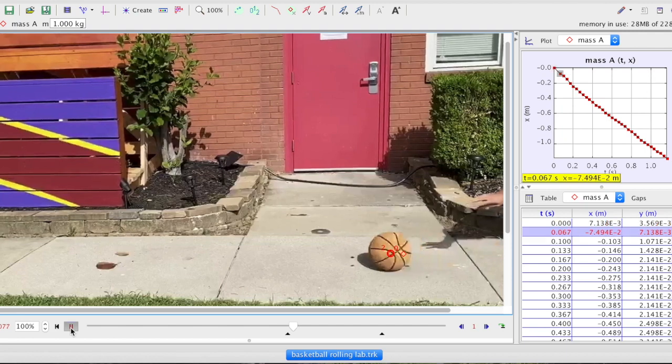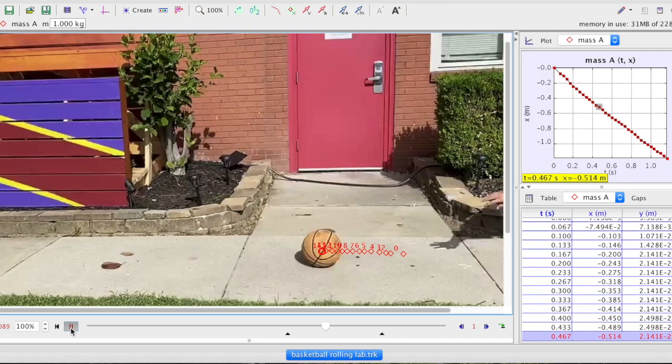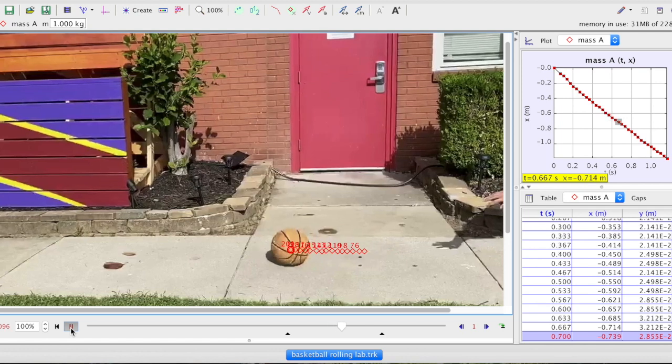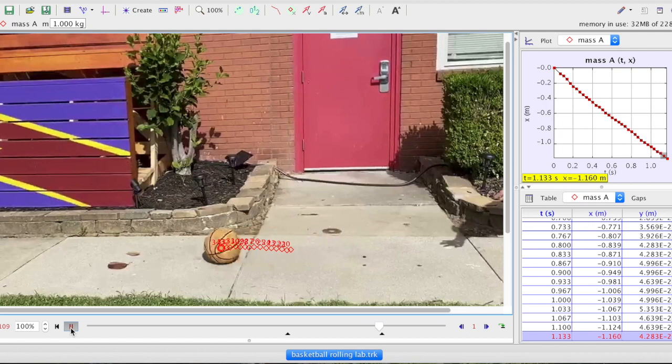Using a video I filmed of a rolling basketball, I used Tracker and Excel to compile data reflecting the ball's observed motion. You can see the ball's center of mass denoted by the small red circle in the center of the basketball. You can also see the data collected from this video on the right.